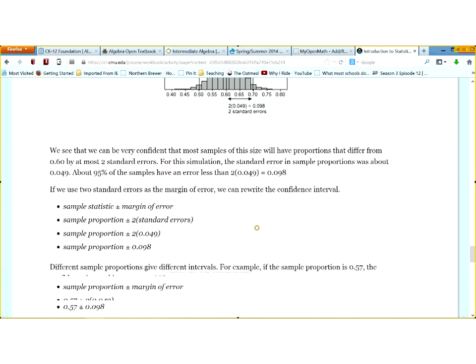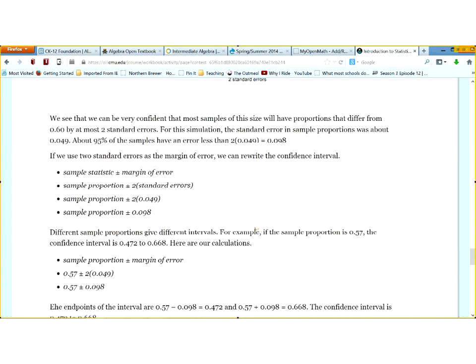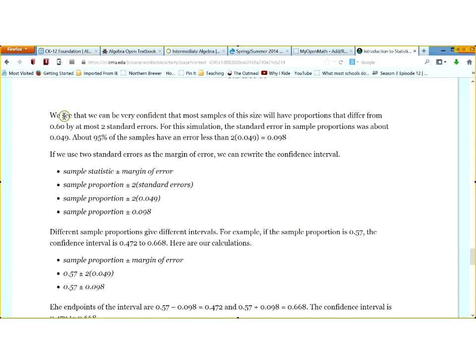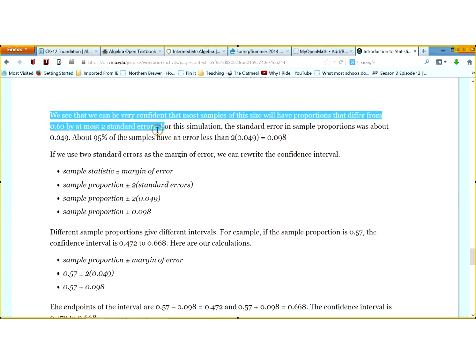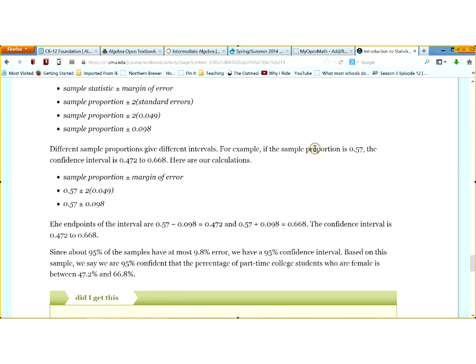So this says we can be very confident that most samples of this size will have proportions that differ from 0.60 by at most 2 standard errors. So in this case, the margin of error would be about plus or minus 0.098, or plus or minus 10% roughly. And then they do the same thing that they did before. If you had a sample proportion of 57%, then the confidence interval would be 0.472 to 0.668. You add and subtract the 0.098, which is where they got those numbers from.